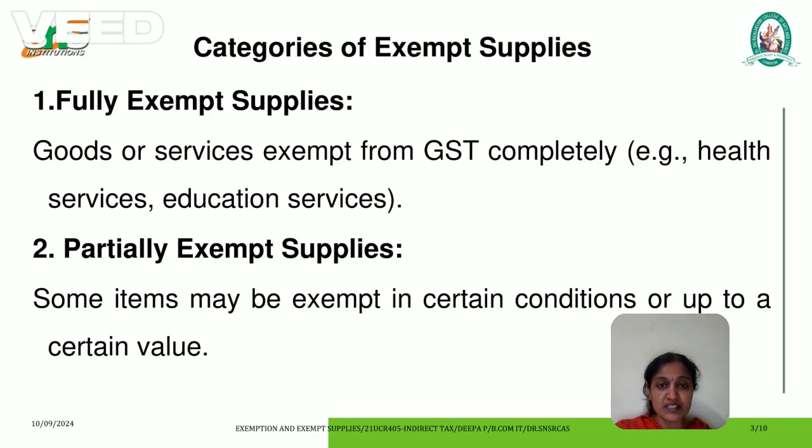Partially exempt supplies. Some items may be exempt in certain conditions or up to a certain level. A government may declare exemption in a particular condition or because of the prevailing situation. And for up to a certain level, the tax is fully exempted, but beyond that level, there may be a chance of imposing tax.